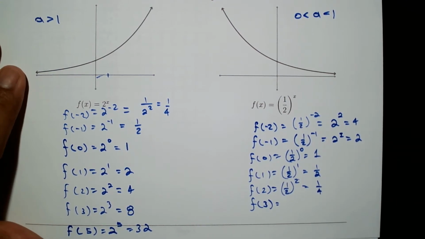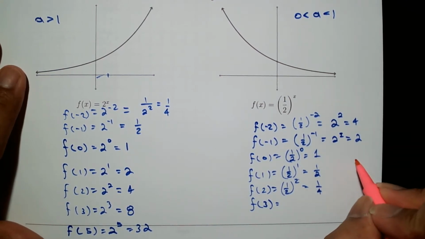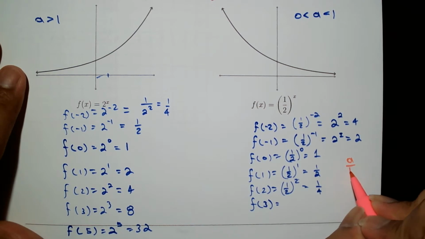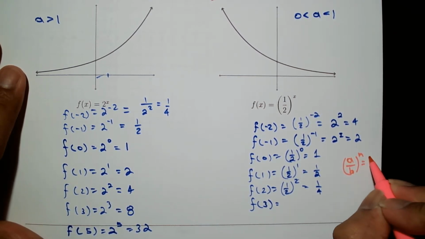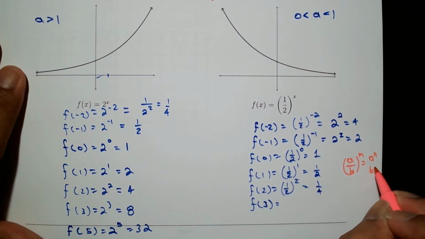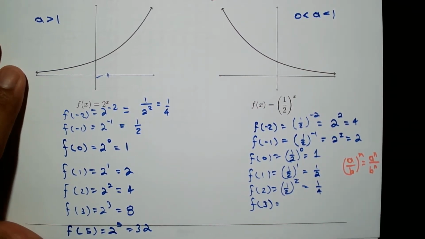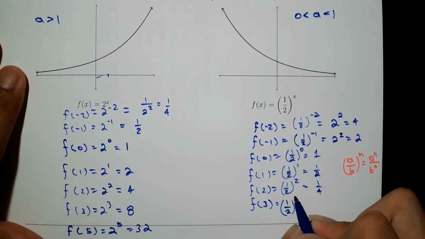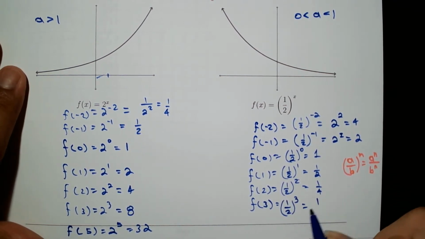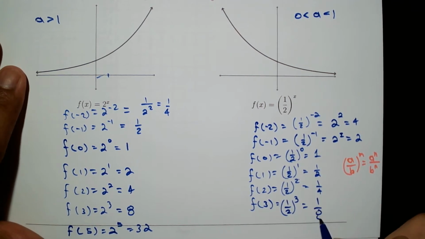Keep in mind this property, or law of exponents: when you have a over b to the n power, this is a to the n over b to the n. Basically, we distribute that power to both numerator and denominator. And same here, 1/2 to the third power is 1 cubed, which is 1, and 2 cubed, which is 8.